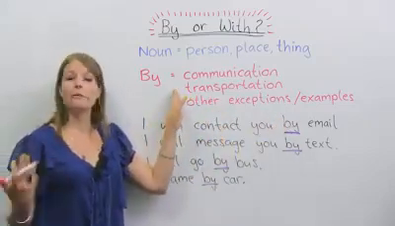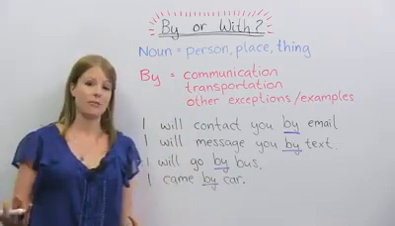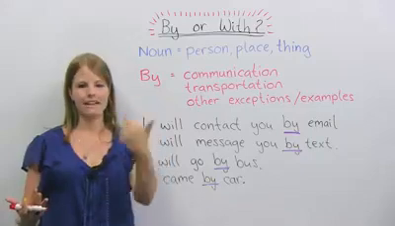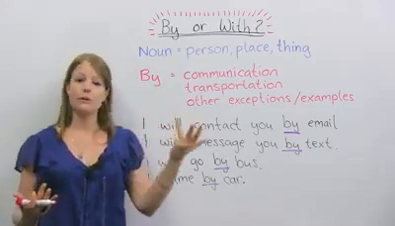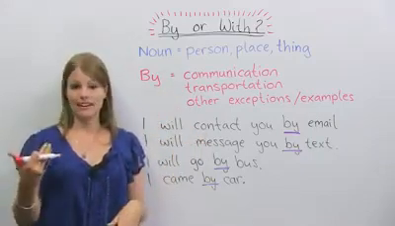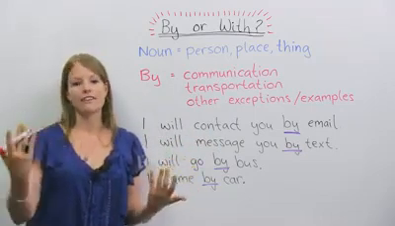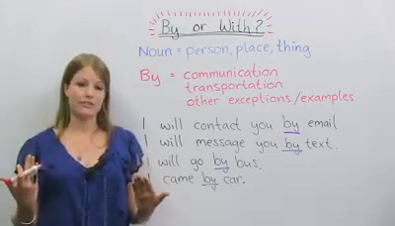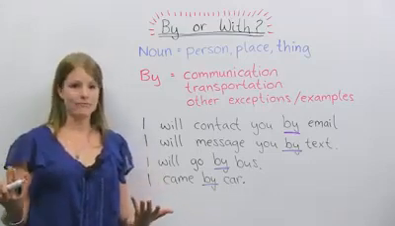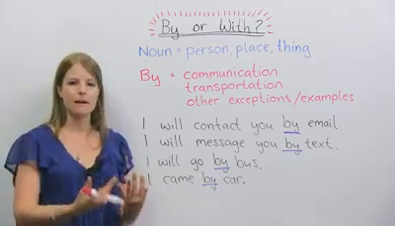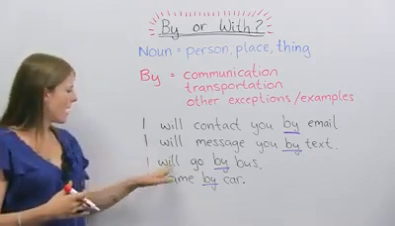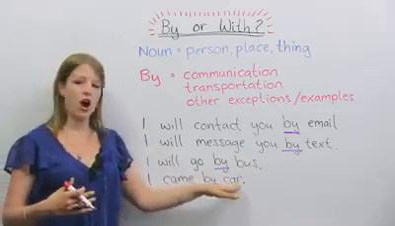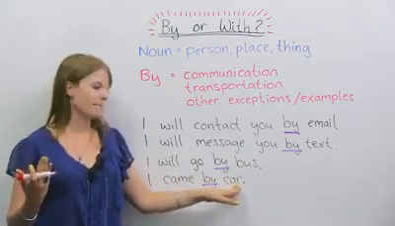Then we use "by" for transportation when we're talking about nouns. So what are some examples of nouns for transportation? We have buses, subways, bikes, boats, airplanes, ferries, okay? Motorcycle, taxi, Uber. These are all forms of transportation, and they're all nouns. So we can use "by" when we're talking about these nouns. I will go by bus. I came by car.